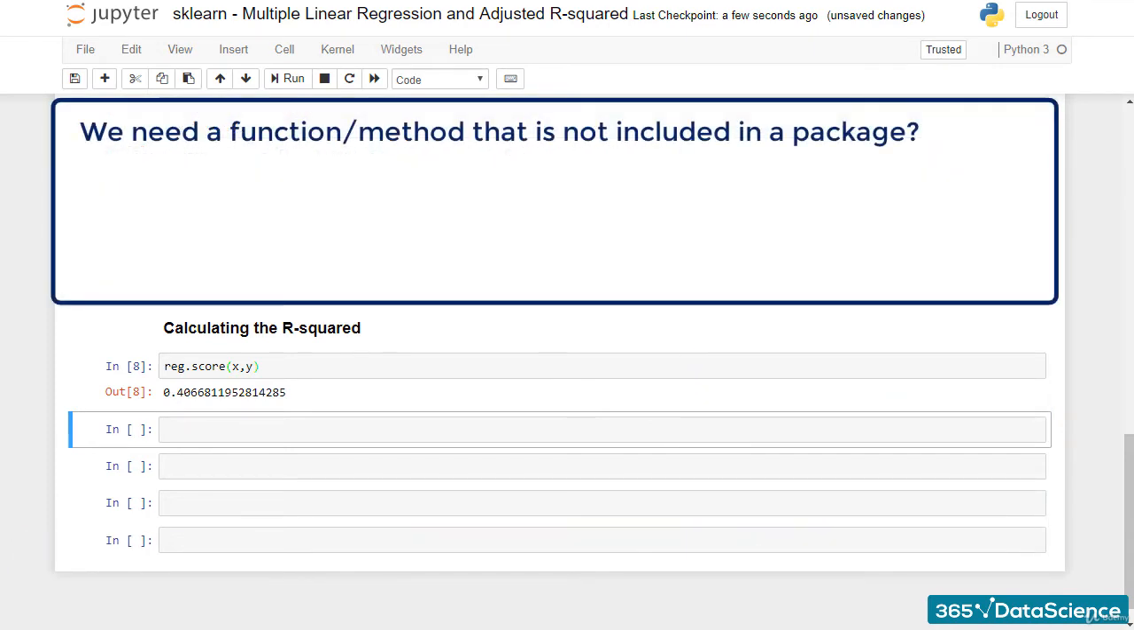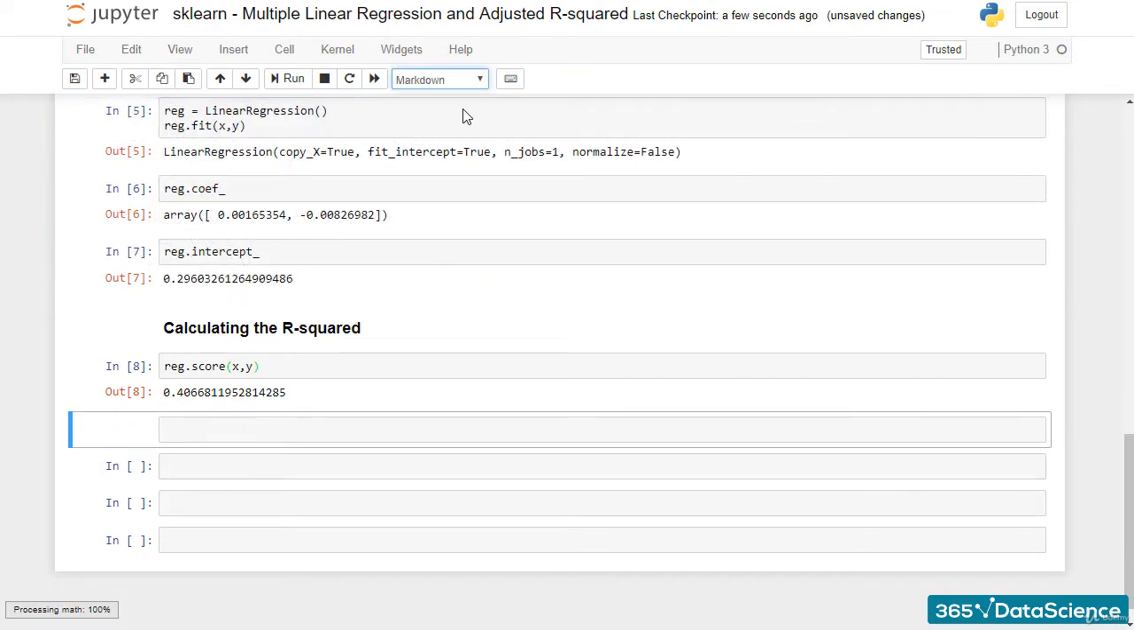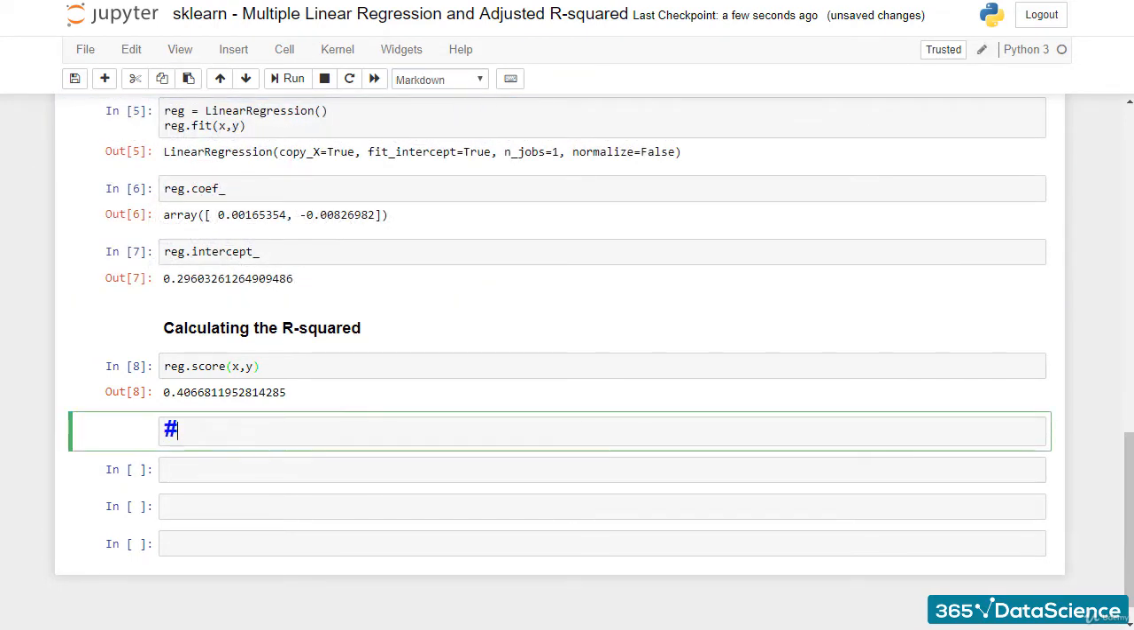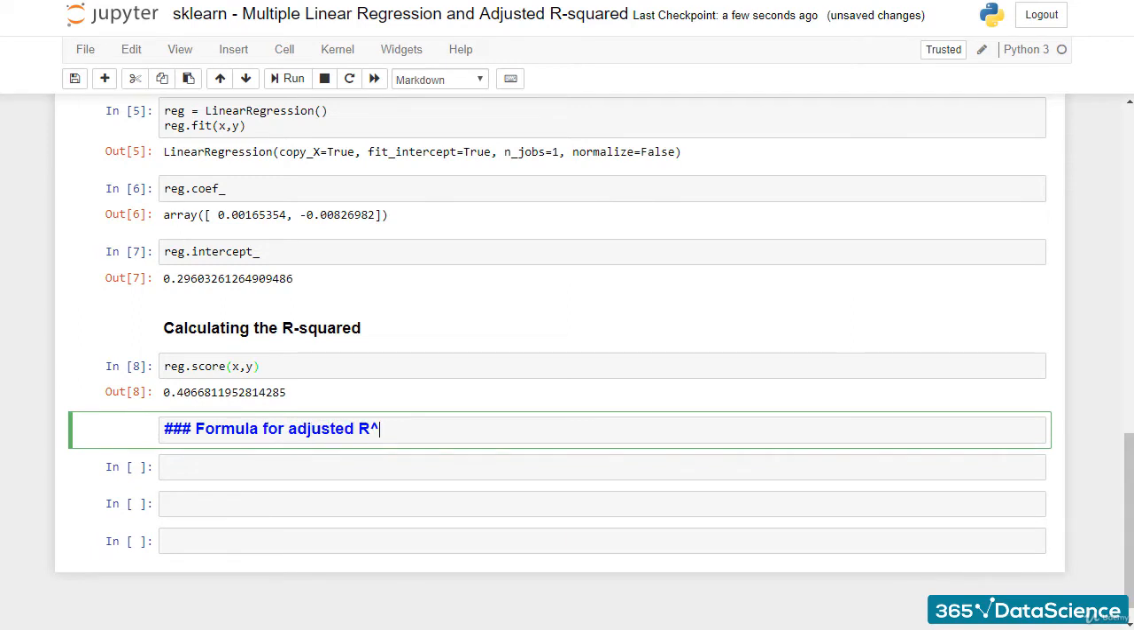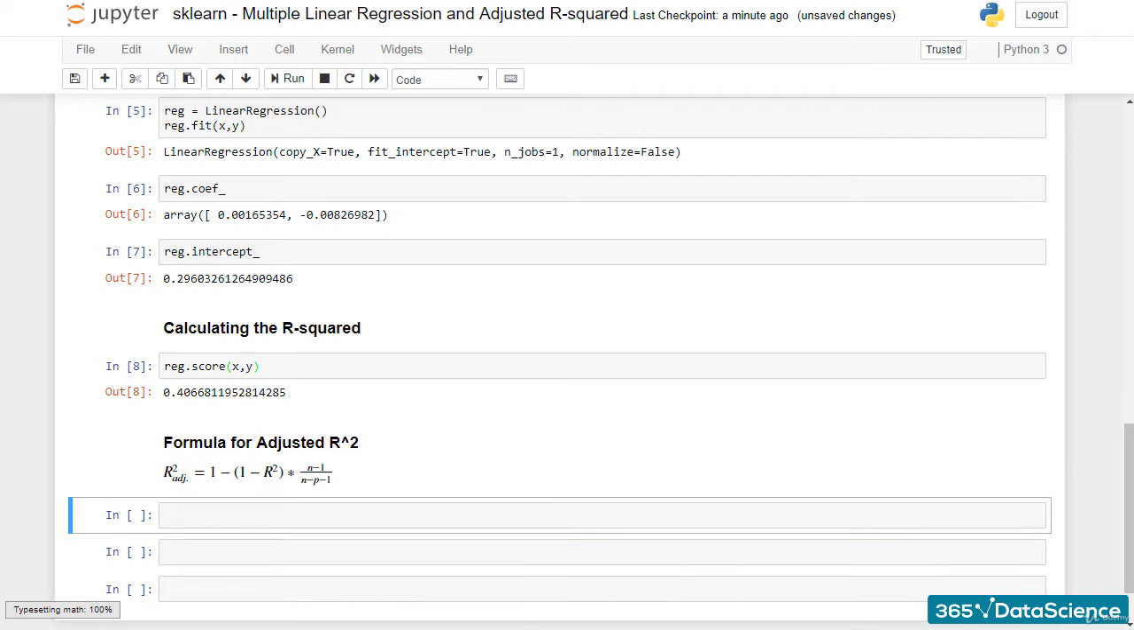In such cases, there are two options. One, we can Google to check if someone had the same problem and solved it. Or two, use our mad math skills to create our own measure. Let's opt for the latter. I'll turn this cell into a markdown and use LaTeX to write down the adjusted R-squared formula. This, by the way, is one of my favorite features of Jupyter. Since it is based in your browser, it has some unconventional capabilities that most of the other IDEs lack. Here's the LaTeX code. By running the cell, the code will compile and we will get a neat math formula.